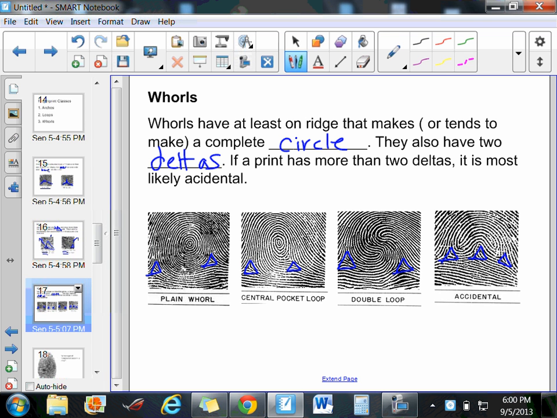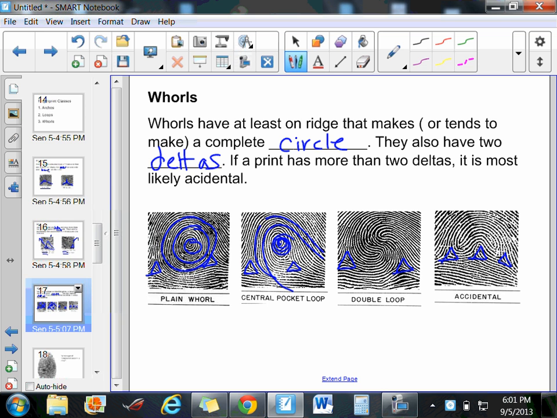Now, to tell the difference between the different types of whorls, plain whorls look like concentric circles. The central pocket loop kind of looks like a peacock feather. Sometimes it's called a peacock fingerprint. And this looks like a little tiny whorl inside of a loop, which is why it's called the central pocket loop. So it looks like a peacock feather.